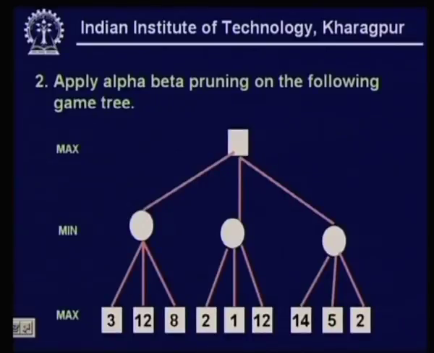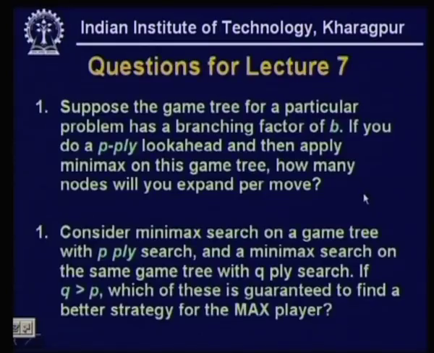Then question number 2, you are given this game tree. You are going to apply minimax with alpha beta pruning on this game tree and identify the best possible move for max. Very simple game tree. Now, if we have time, we will discuss briefly the 2 questions that we had on lecture 7.